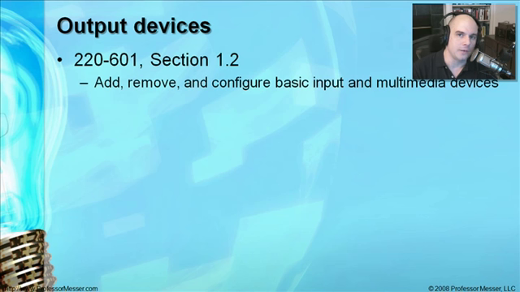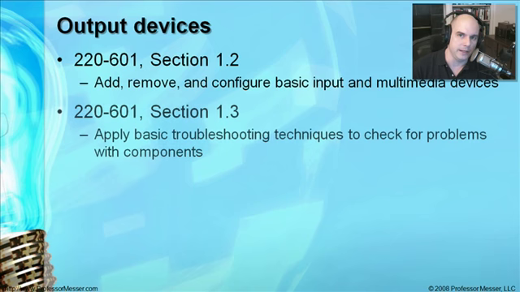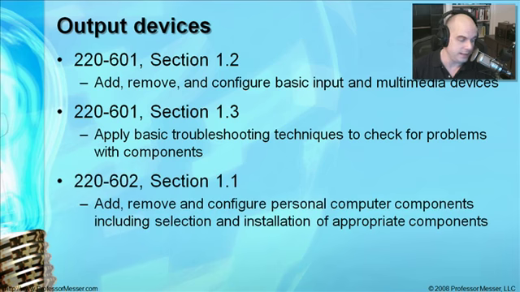These requirements come from the CompTIA course 220-601. That test in section 1-2 requires that you know how to add, remove, and configure some basic input and multimedia devices. Also in 220-601, section 1.3, we also need to troubleshoot those devices. And in the other test, 220-602, section 1.1, we need to know how to add, remove, and configure these personal components, especially with the selection and the installation of the components that we put into our system.